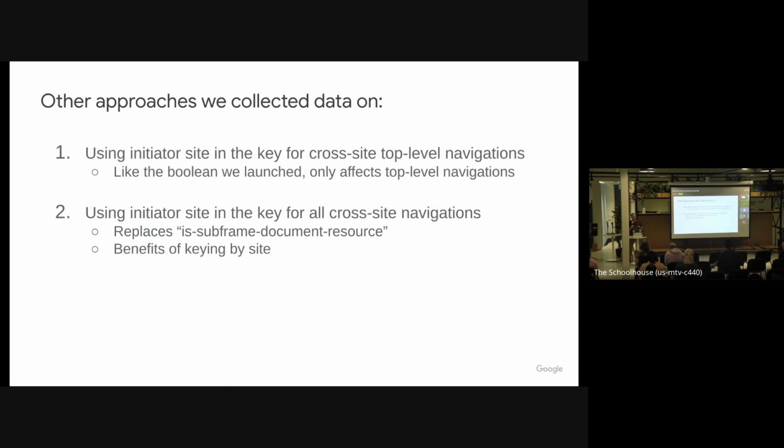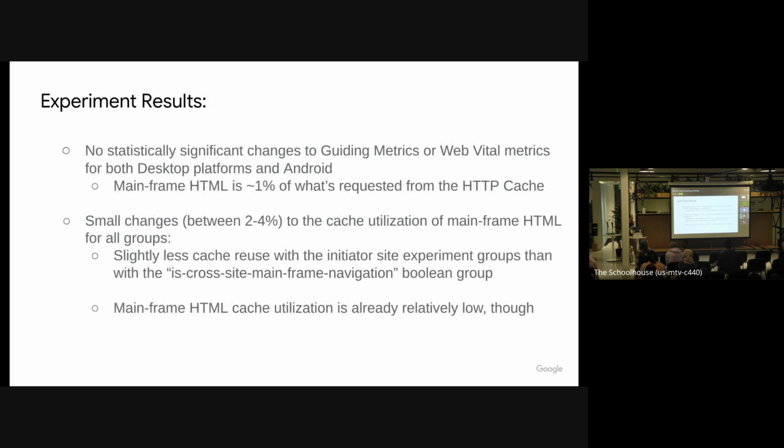And then also for all cross-site navigations, so even subframe navigations, use the initiator site, replacing the is subframe document resource. And then we might have the performance benefits of replacing this existing Boolean with the added privacy and security benefits of using the full initiator site. And our experiment results found no statistically significant changes across any of the groups for both desktop platforms and Android, which is good to see.